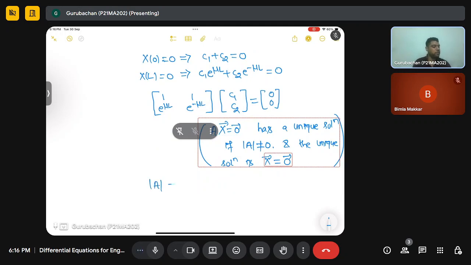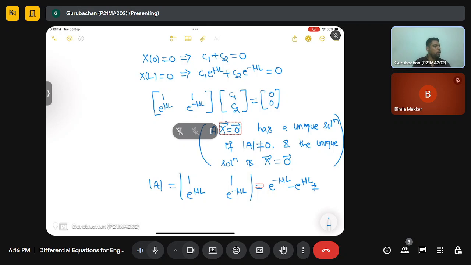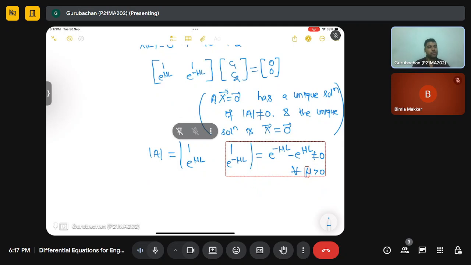Now we just need to check this determinant. This determinant is e to the power minus mu l minus e to the power mu l, which will be non-zero for all mu greater than 0. These two can be equal if and only if mu equals 0, which is not in the domain. So the determinant of A is non-zero, therefore c1 will be 0, and so will c2, and this will imply that X of x is 0 for all x between 0 and L.